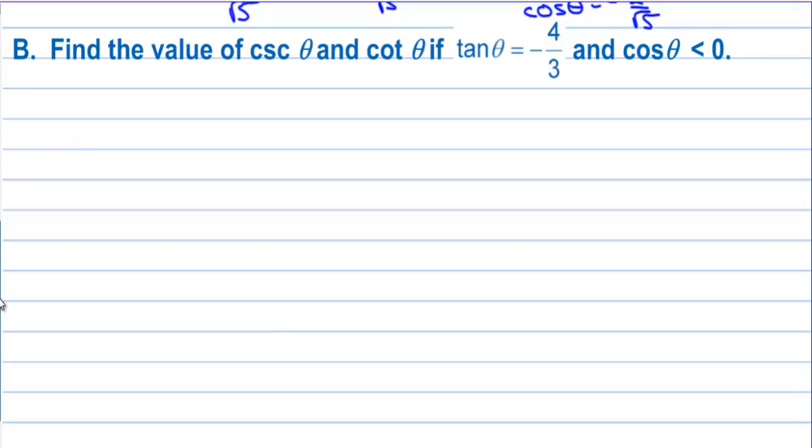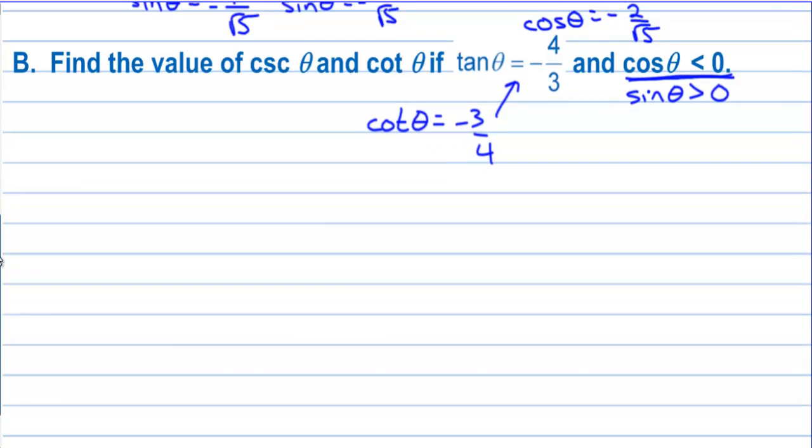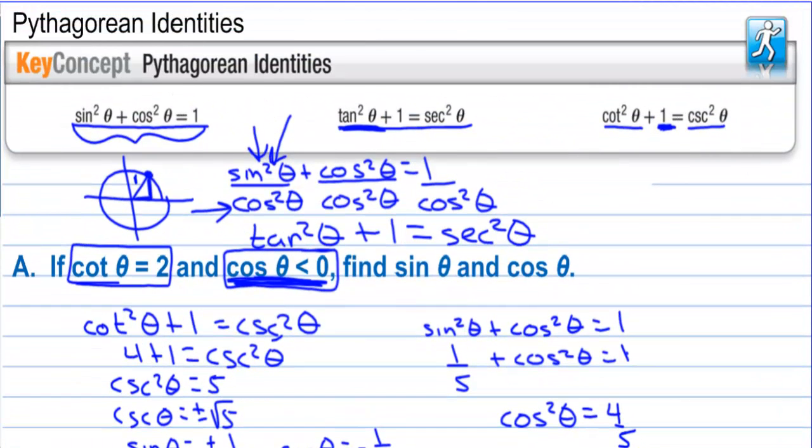Letter B, find the value of cosecant theta and cotangent theta if tangent of theta is equal to negative 4/3 and cosine is negative. Well, if tangent is negative and cosine is negative, then sine of theta must be positive in order for sine over cosine to be negative. They've told us what tangent is, so cotangent of theta is pretty much given. It's negative 3/4. It's the reciprocal of tangent. We want cosecant of theta, and cosecant theta is involved with this Pythagorean identity.